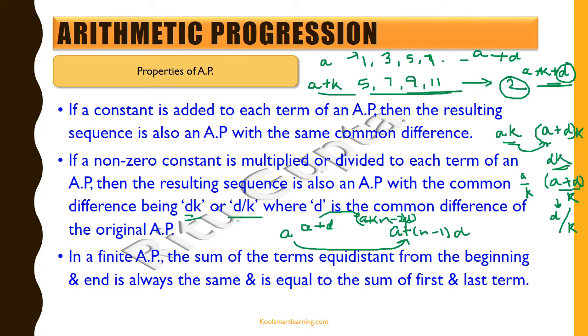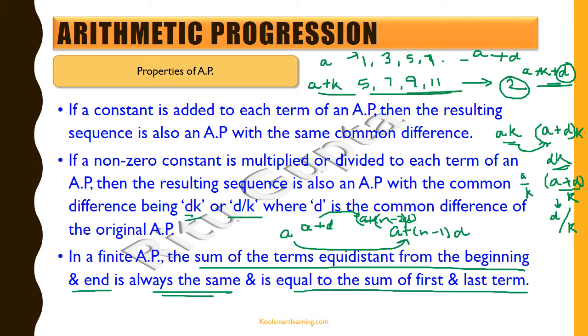So this is the same as what we did while we were trying to find out the formula for the sum of an AP. So this is how we are saying that the sum of the terms which are equidistant from the beginning and end is always the same, and this is equal to the sum of the first and the last term.